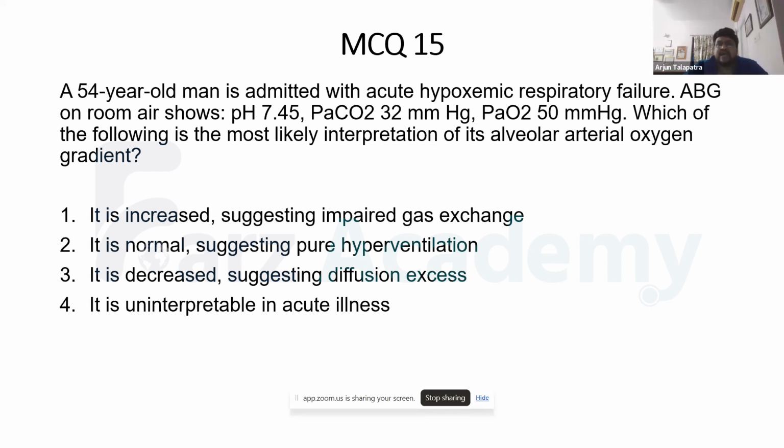Now, alveolar arterial oxygen gradient, right? Which is the most likely interpretation of this patient's alveolar arterial oxygen gradient without any kind of complicated calculations. Tell me, what do you think it would be? Would it be increased? Would it be normal? Would it be decreased? Or would it be uninterpretable? Very simple. What is the arterial PO2 in this patient? 50. And what would be the A gradient in this case?